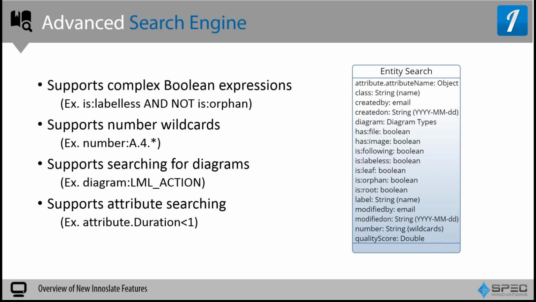You can do things like is leaf, which will find you entities that are at the bottom of your hierarchy. The orphan, which I mentioned before, which finds you entities that have no relationships. The is root, which will find you entities that are at the top of a hierarchy. And then, of course, we also support label and class queries like we have in the past. And a new query type we've also added is quality score. So you can also search for quality score, right, where quality score is less than 33. And you can find all your requirements that have a quality score that's less than 33%.